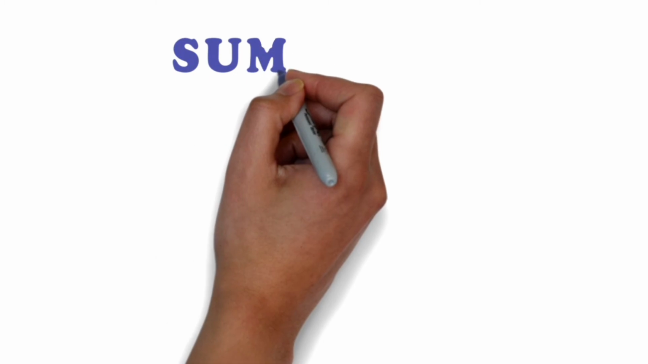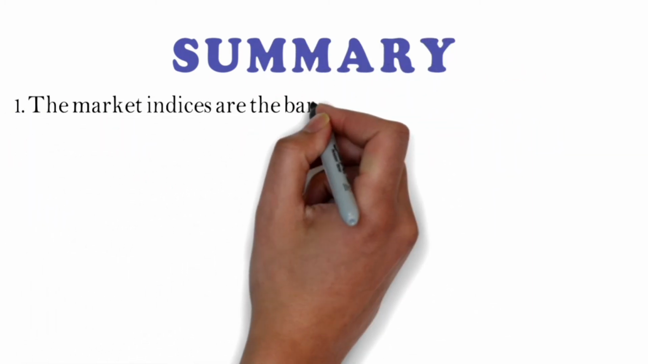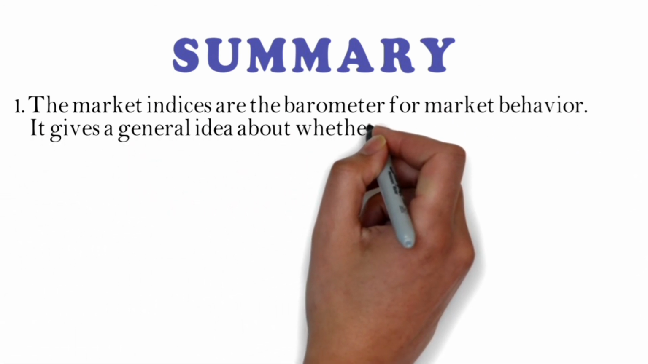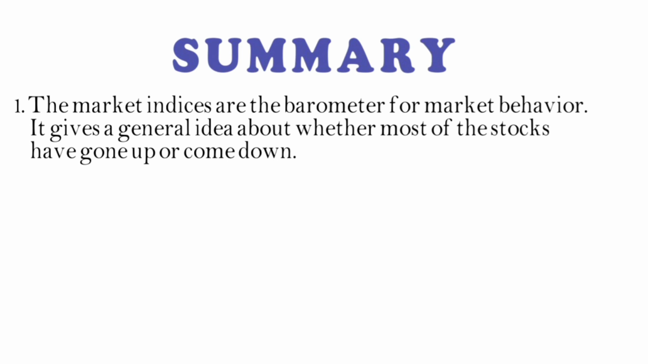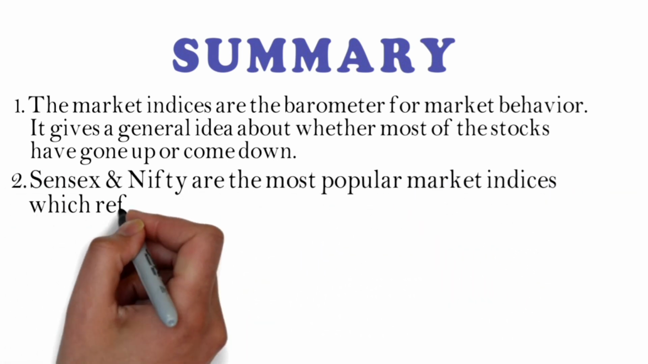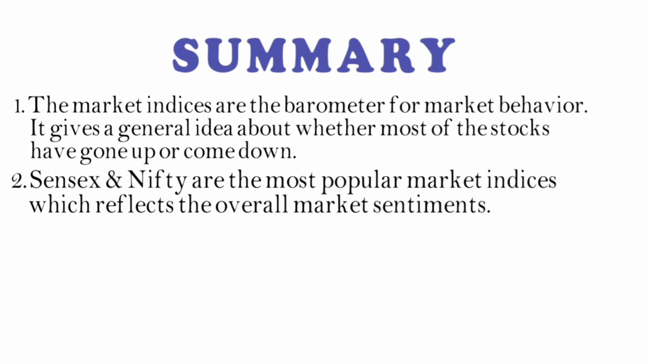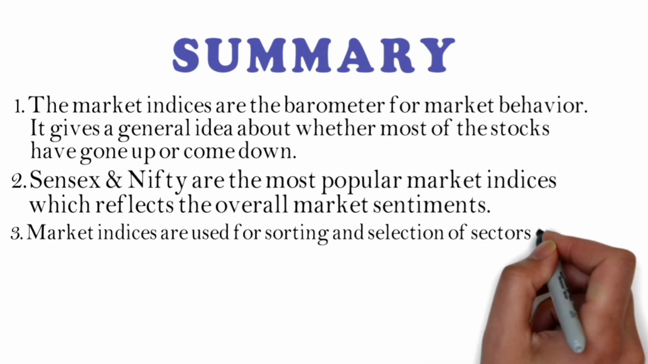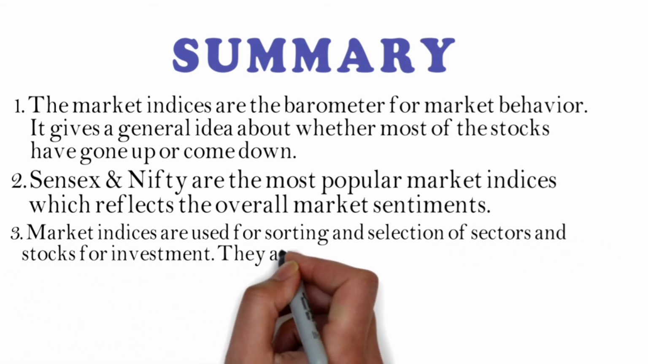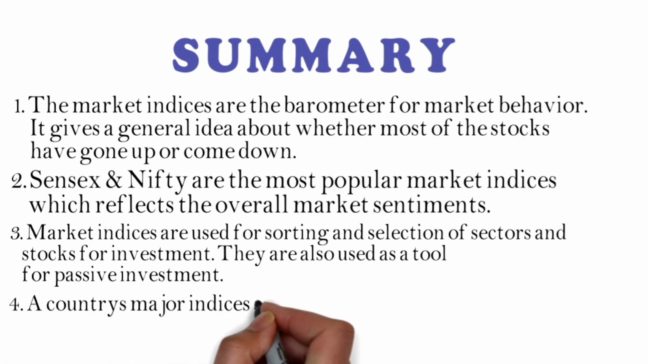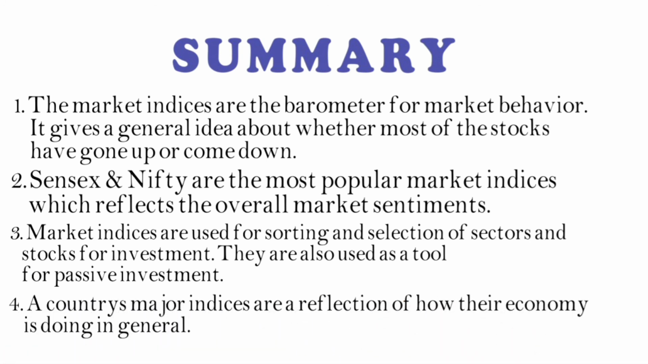So summarizing what we have learned today, the market indices are nothing but the barometer for market behavior. It gives a general idea about whether most of the stocks have gone up or come down in a given period. Sensex and Nifty are the most popular market indices which reflect the overall market sentiments. Market indices are used for sorting sectors in stocks for investment purposes. They're also used as a tool for passive investments. A country's major indices are a reflection of how their economy is doing in general.